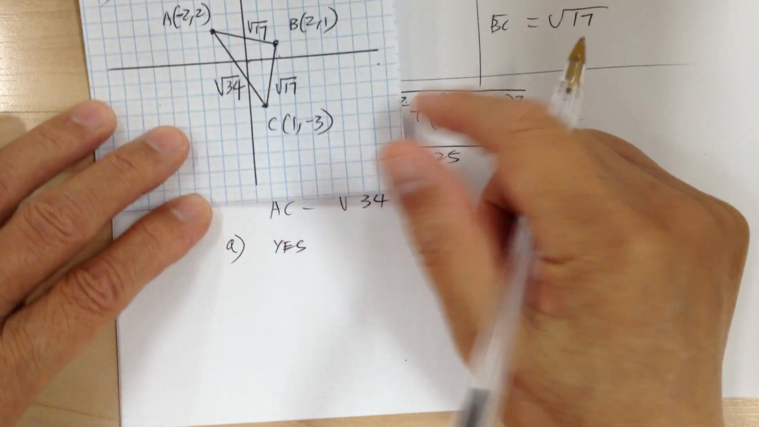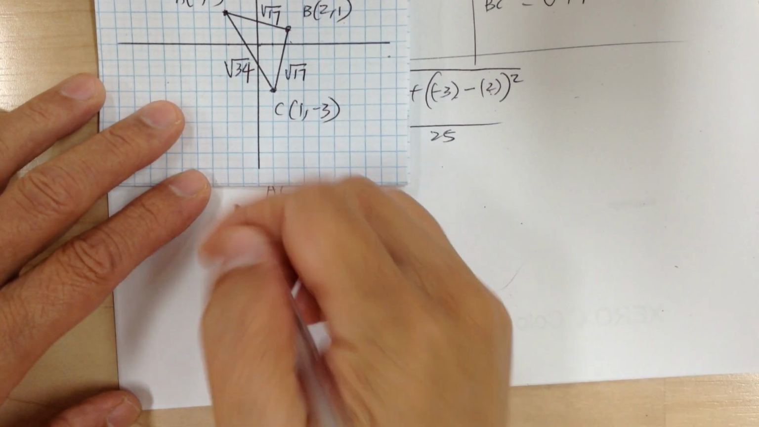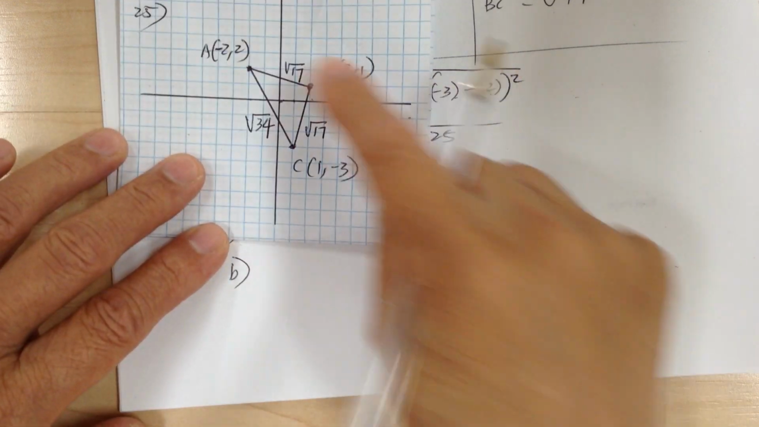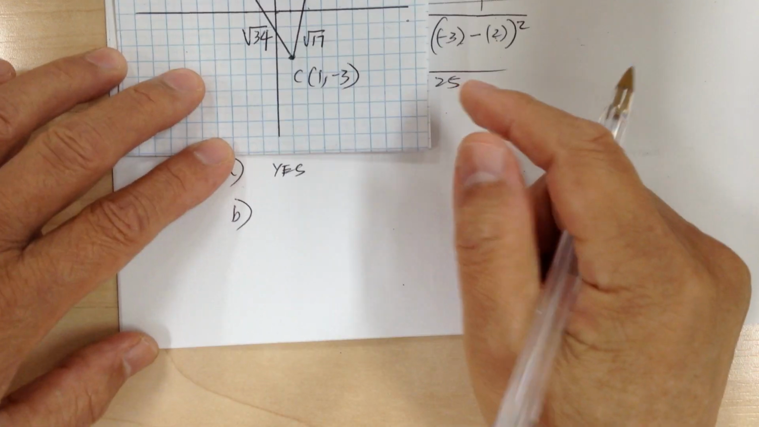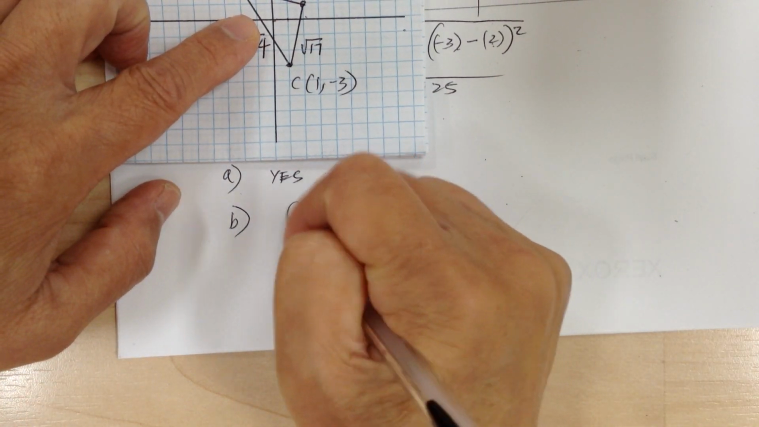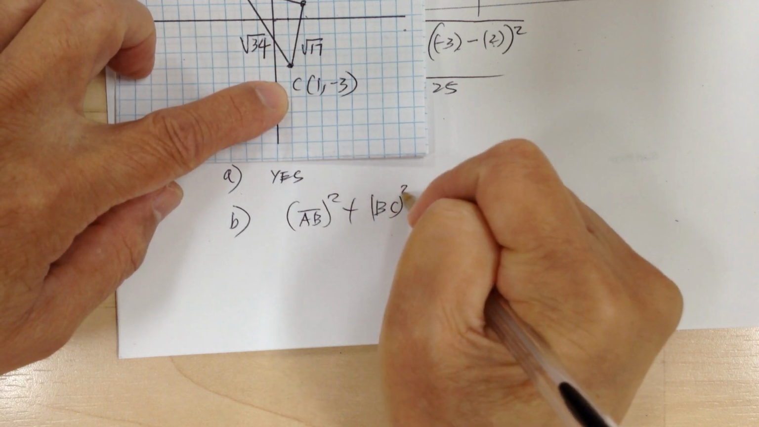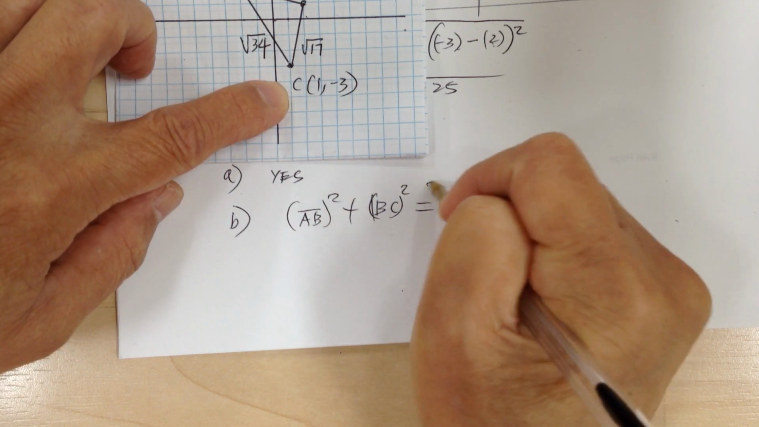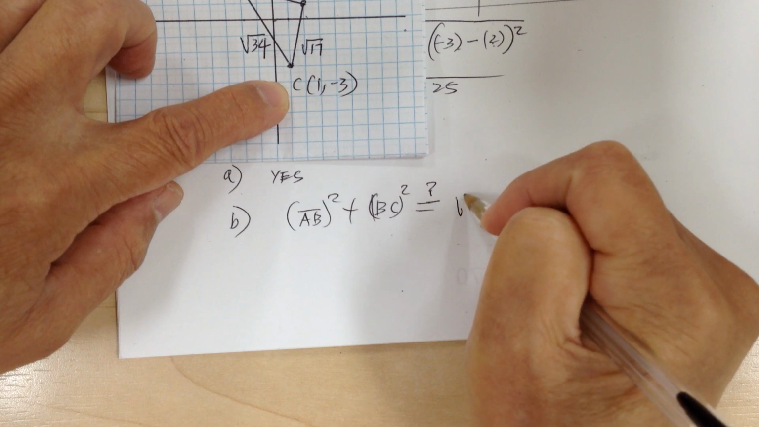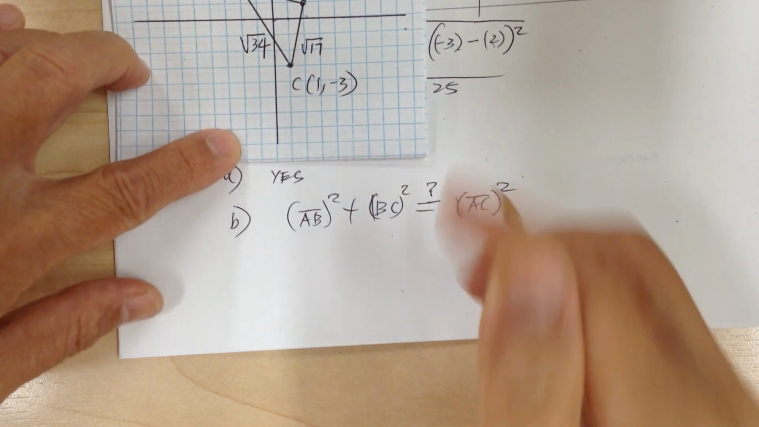Okay. Now B, to find out whether it's a right triangle or not, you have to do A squared plus B squared equal to C squared, and see if that's true. So you're going to have A squared plus B squared, and you want to check if it's equal to C squared.